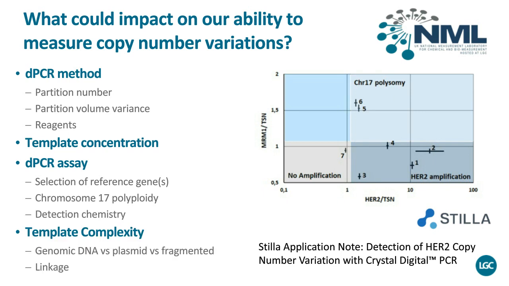And then the detection chemistry we did as part of the JCTLM submission for the KRAS work. We looked at a number of different ways of generating that fluorescent signal. So I'm going to talk mainly about linkage, but also touch on the genomic DNA versus plasmid fragmented DNA, so the DNA type.